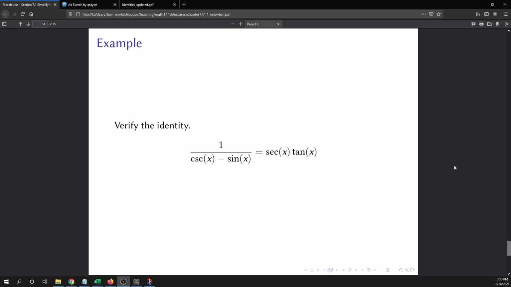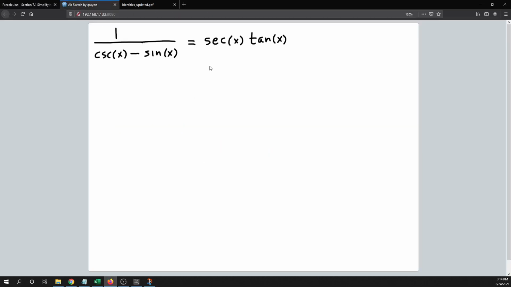All right, in this video, we are going to work through the following example. It says verify the identity, and the equation that we have is 1 over (cosecant x minus sine x) equals secant x times tangent x. All right, and we want to verify that this is actually an identity.